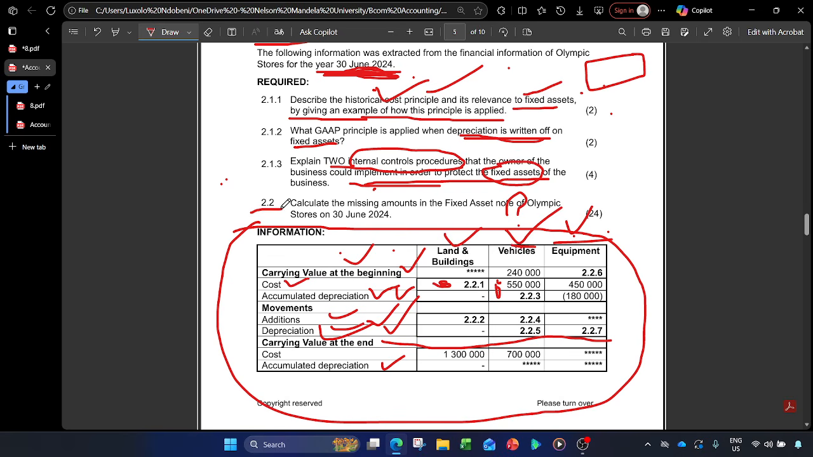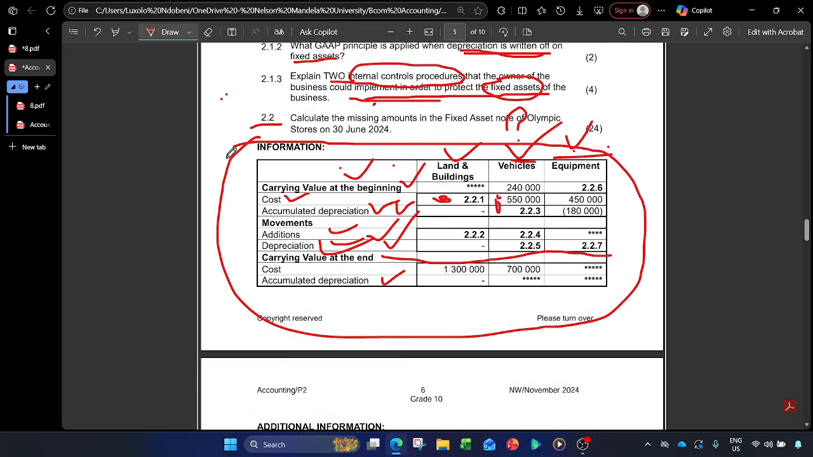So 2.2, they're saying that we must calculate the missing amounts in the fixed asset note of the Olympic Store on 30 June 2024. That's the main purpose of the video. So please guys, watch till the end so that you get more information about this, and also don't forget to like, subscribe.